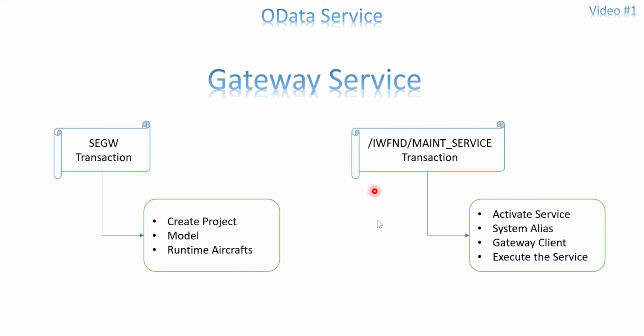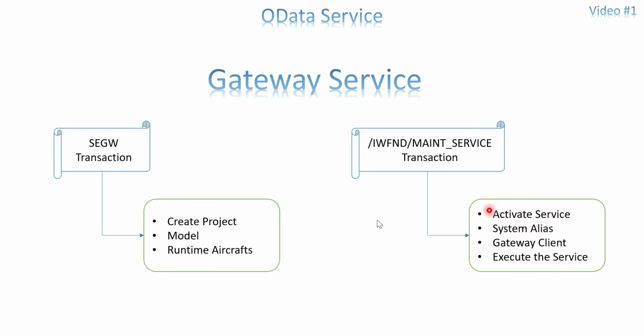That is the naming convention of every service. So you need to find the service, add the service in the particular transaction, and activate it. Once you activate, it is good to execute your OData service. Once you execute it, it will display the information of your OData, how you designed your OData model, in XML format.